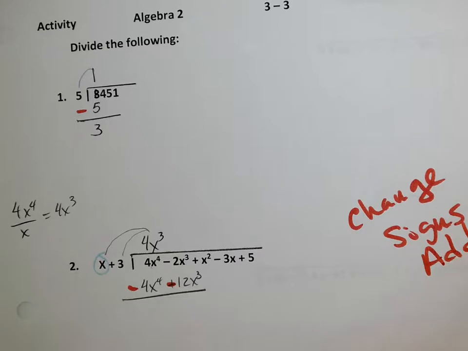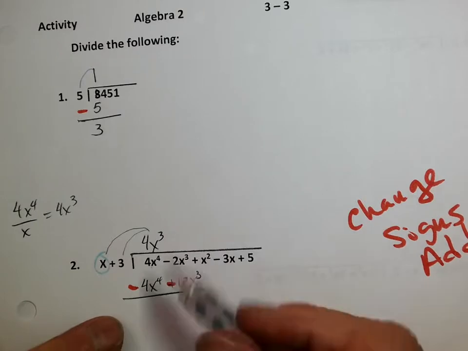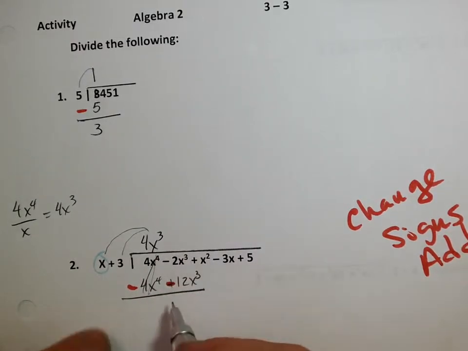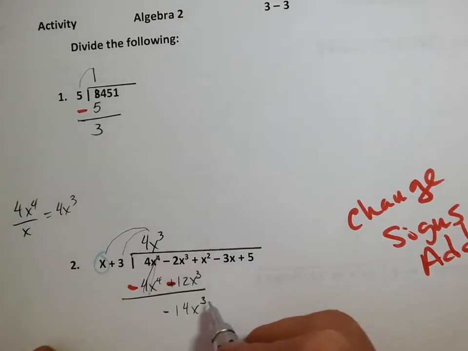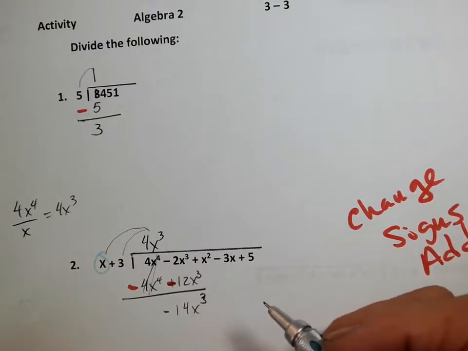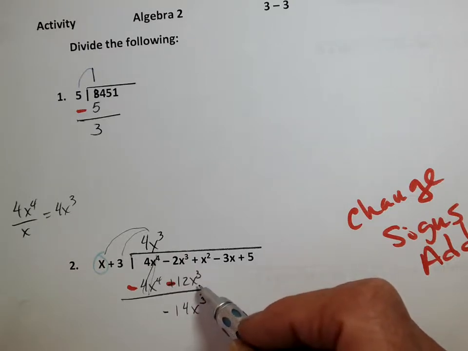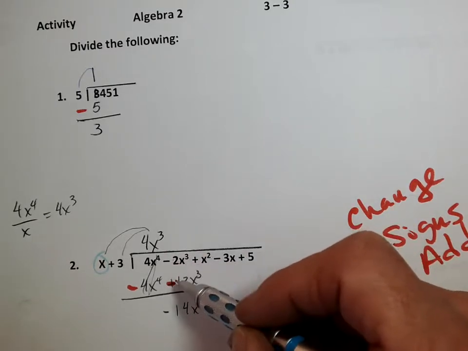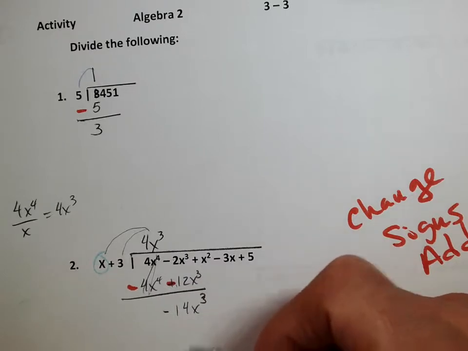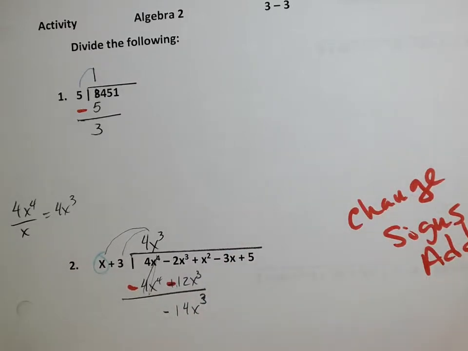So basically, when I change the signs, I'm adding a negative. Subtraction is just adding a negative. Does that sound right? So I'm going to do that. Then that term is gone, and I get a negative 14x cubed. Not a 10, because it's negative 2 subtract 12, isn't it?